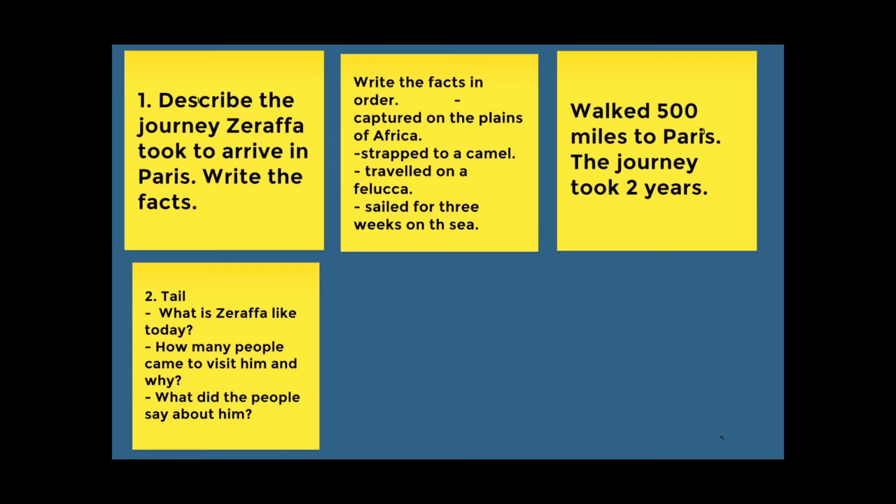Now they are the facts and they are in order, so I want you to use those facts and turn them into sentences. Okay, so that's the main part of the newspaper report. The very last section of your newspaper report is called the tail because it's the end of the report. And number 2 here at the bottom, I have some questions for you to try and answer and then write into sentences for that last paragraph.